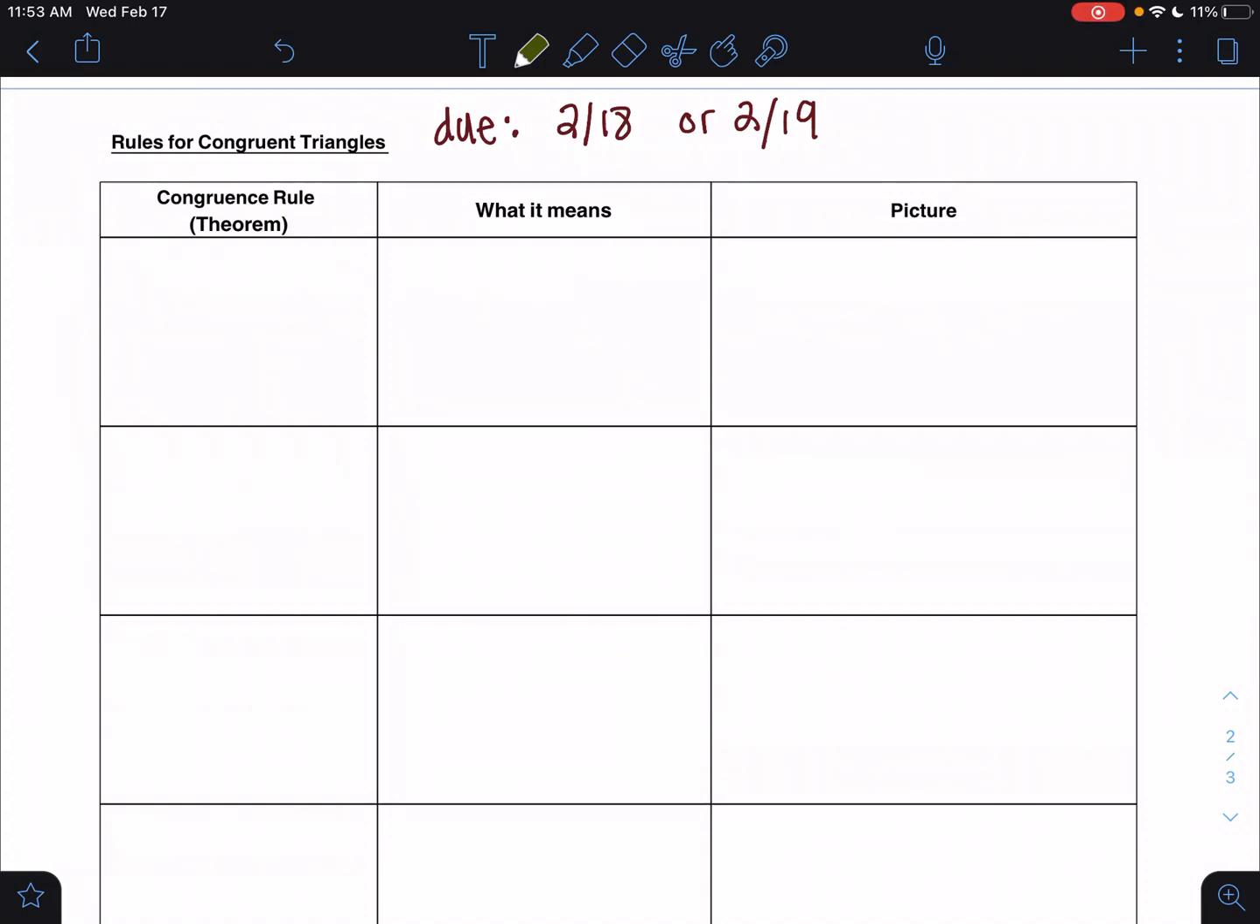Okay, so this will be part 2 of our notes. This is going to be due either Thursday or Friday, the 18th or the 19th, depending on when you are in class next. We were going to do an activity before this. I'm going to push it until after so we don't fall behind.